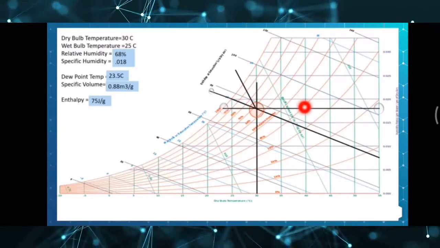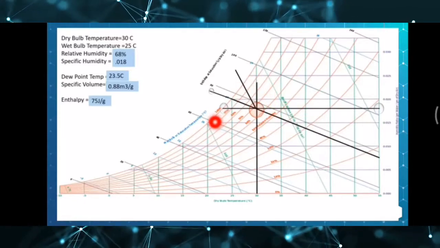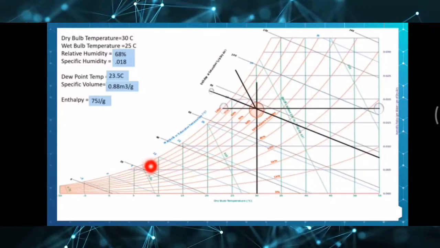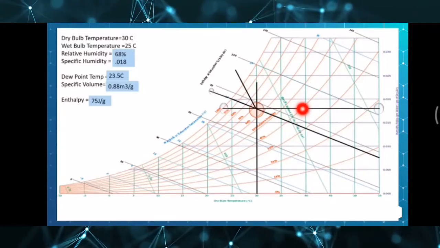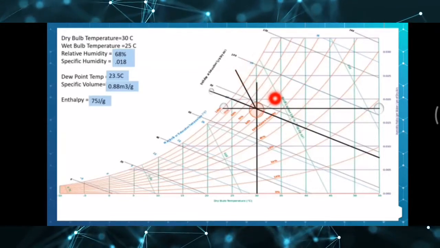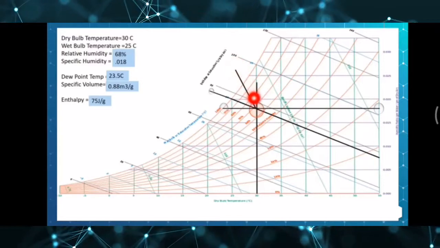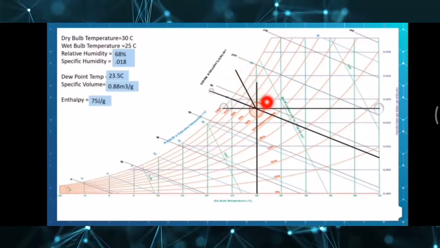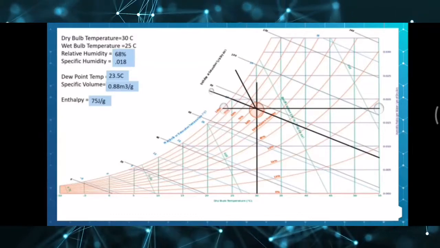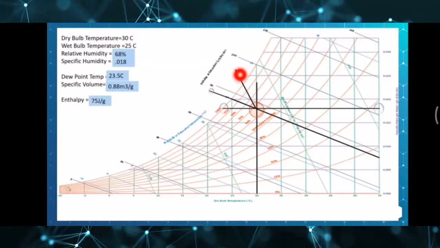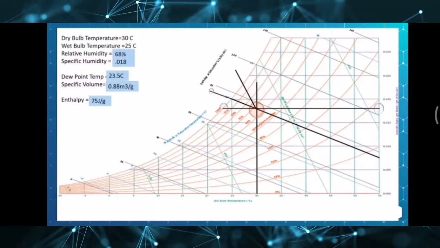For our specific volume, our specific volume lines are this one, and this one. So we draw a line parallel to this one and this one. So this is now our parallel line. It is between 0.85 and 0.90, but it is near 0.90, so our specific volume is around 0.88 cubic meters per kilogram.